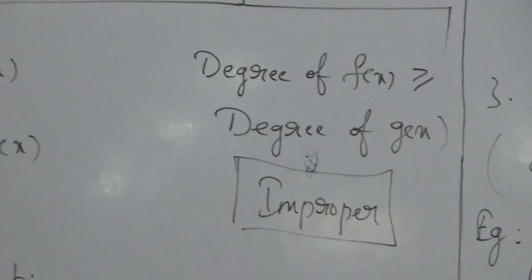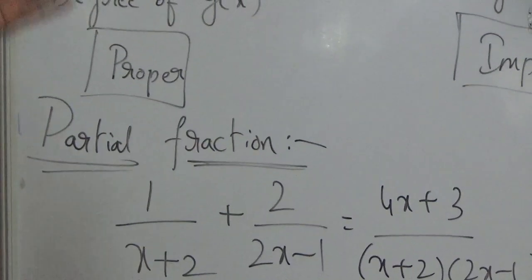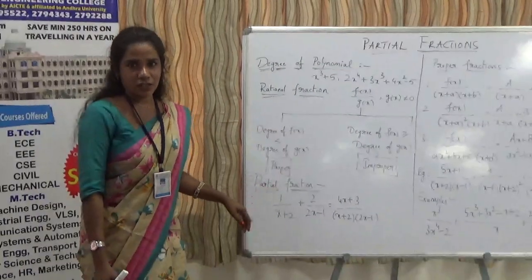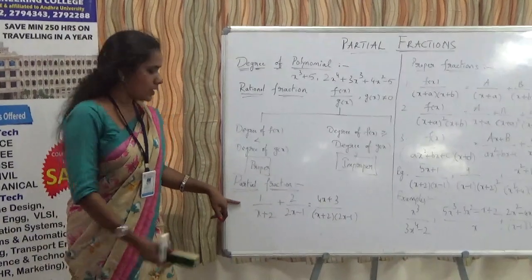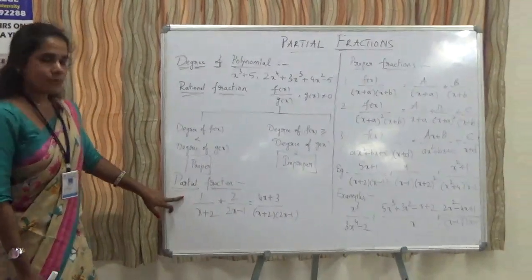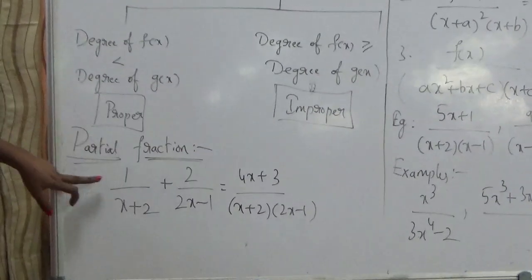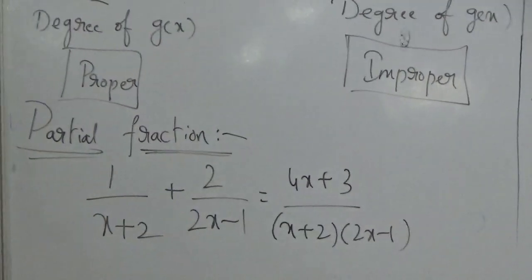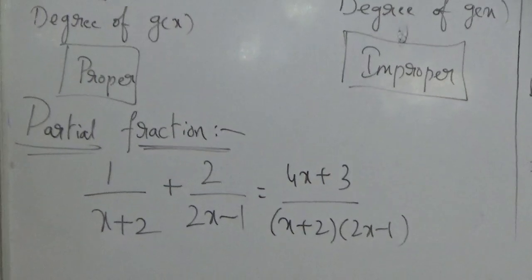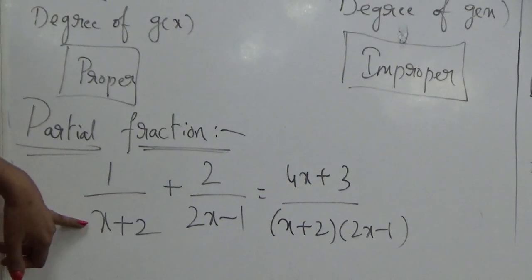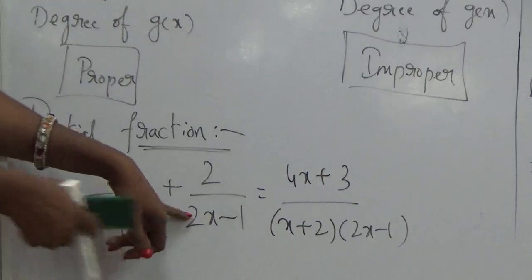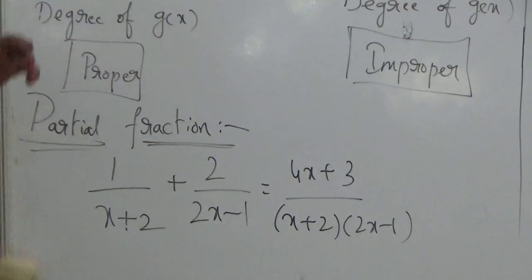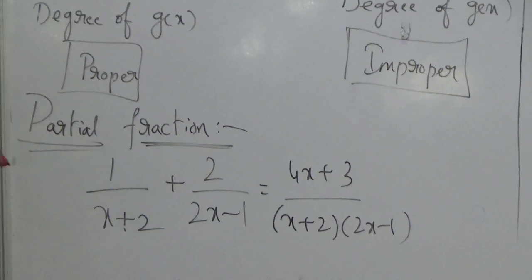Next, moving to the main concept, partial fraction. If a rational fraction can be expressed as a sum of two proper rational fractions, then those are called partial fractions. For example, we can add two rational fractions, 1 by x plus 2 plus 2 by 2x minus 1. The original rational fraction is 4x plus 3 by x plus 2 into 2x minus 1. Now 1 by x plus 2 and 2 by 2x minus 1, these two rational fractions are called the partial fractions of 4x plus 3 by x plus 2 into 2x minus 1. So these are the partial fractions.